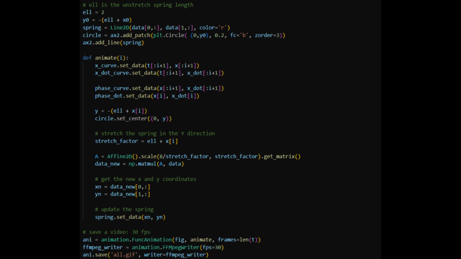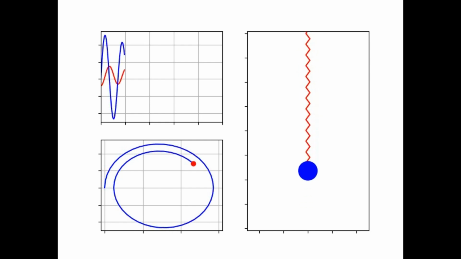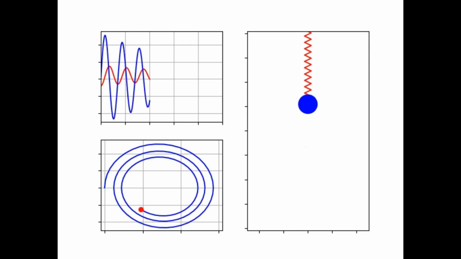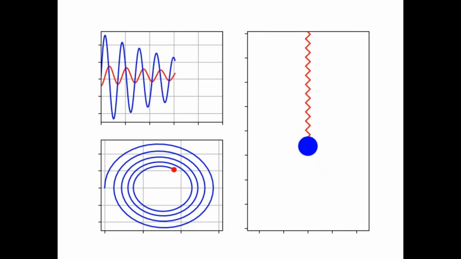In our animation function, we use the Affine2D from Matplotlib's transformations module to obtain our matrix, which stretches the spring proportional to the height of the mass for each frame. We simply left multiply the original spring position by the affine transformation matrix to obtain the new coordinates of the spring. Here's the animation of the pendulum along with a time domain plot and a phase diagram. The code for this animation is provided on GitHub, link in description.